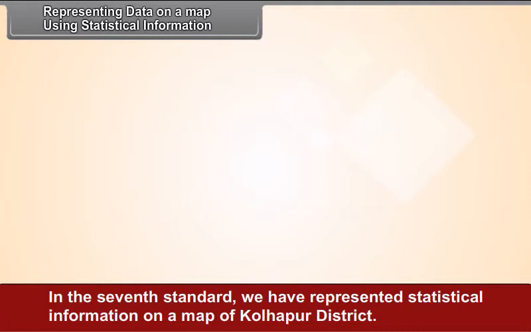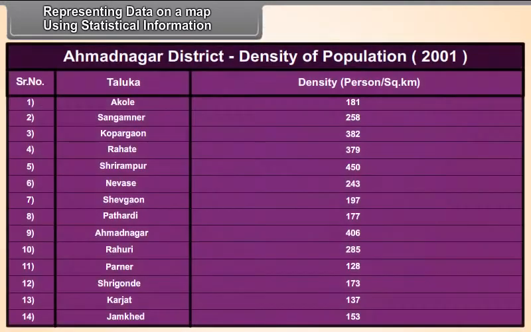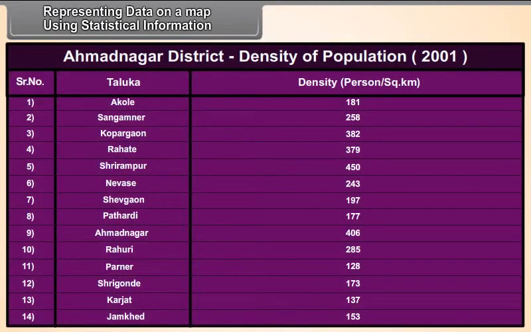Representing data on a map using statistical information. In the 7th standard, we had represented statistical information on a map of Kolhapur district. This year, we shall prepare another map. The taluka-wise density of population, that is, Census 2001, for Ahmednagar is given in the accompanying table. You have to prepare a choropleth map using this data.